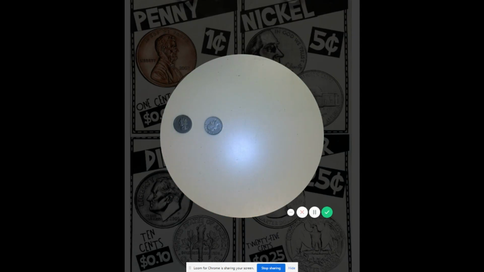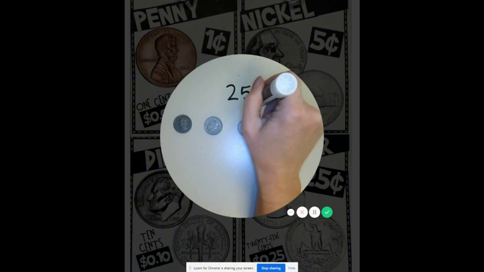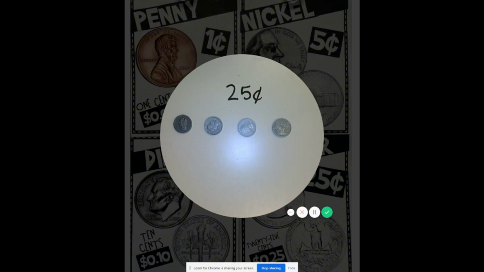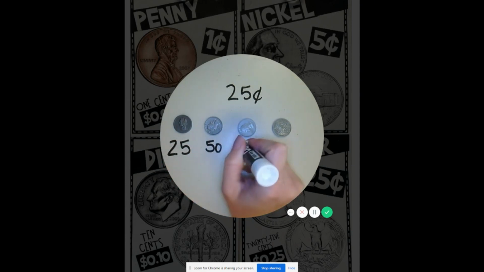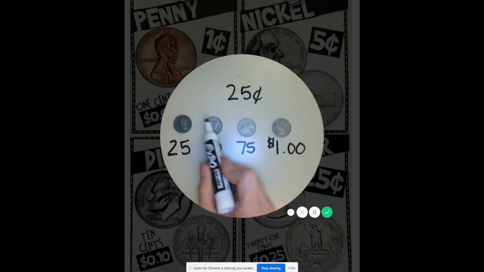There's 2, 3, 4. Okay. And so this is 4 quarters. Each quarter by itself is worth 25 cents. When you are counting quarters to get to $1, here are the numbers that you say: 25, 50, 75, $1. If you memorize these numbers, which are just counting by 25s, but that's not something we normally do. This is counting on by 25s.